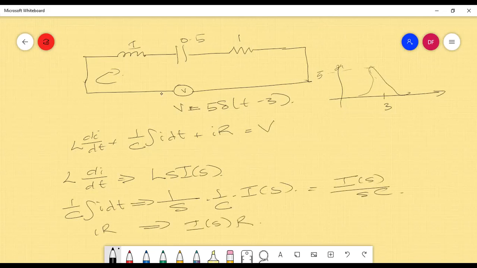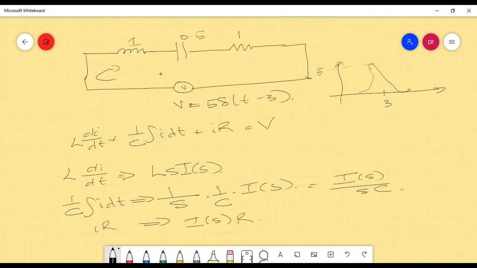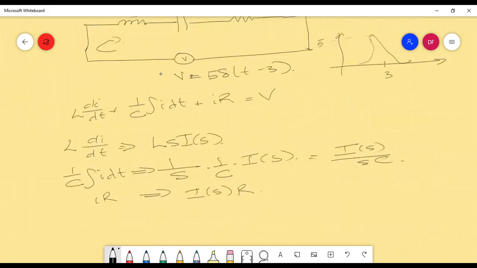So if we are to write in terms of the Laplace transform, let me just write down the 5 delta of t minus 3. What would we write as the Laplace transform for that? 5 e to the minus 3s.